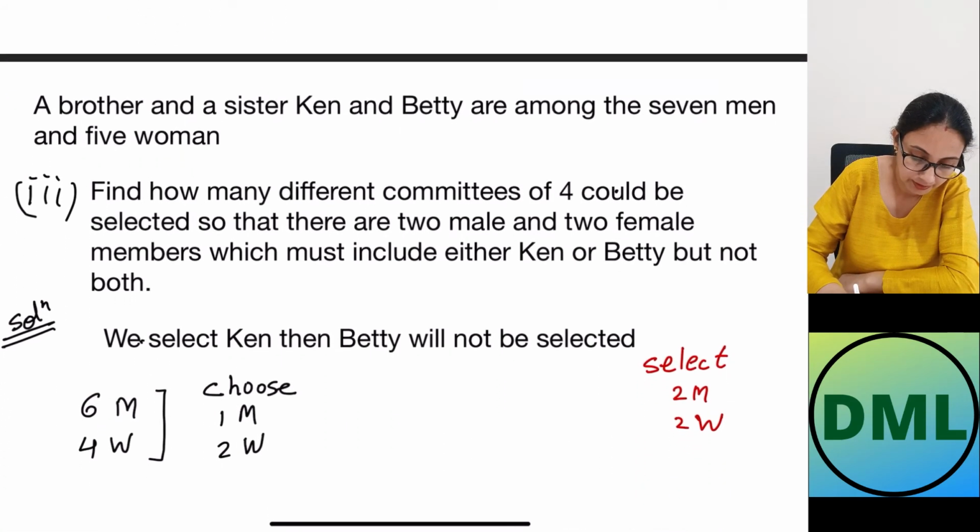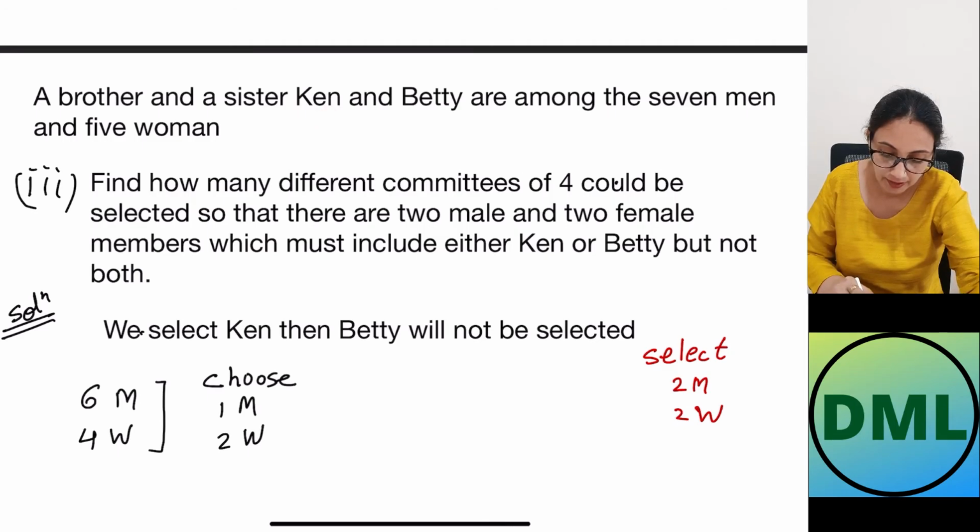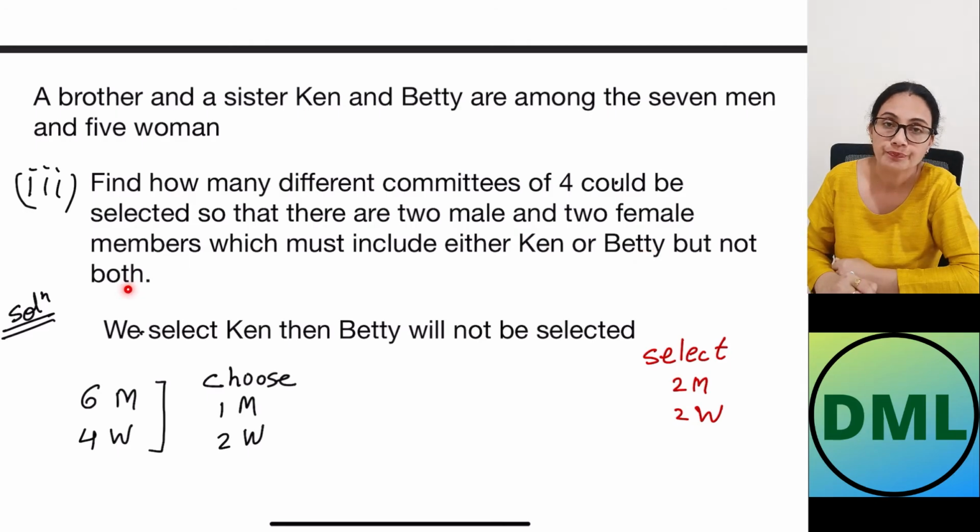Now, a brother and a sister, Ken and Betty, are among the 7 men and 5 women. Find how many different committees of 4 could be selected so that there are 2 male and 2 female members, which must include either Ken or Betty but not both. Now, we need to understand this question first. We have 1 brother and 1 sister, so we can't select both together. Only one can be selected.